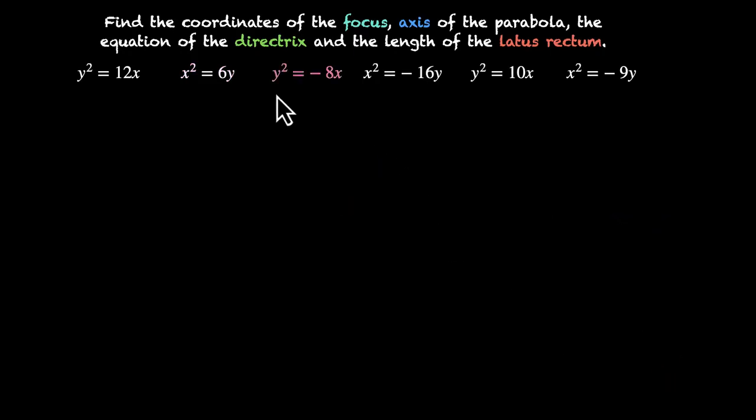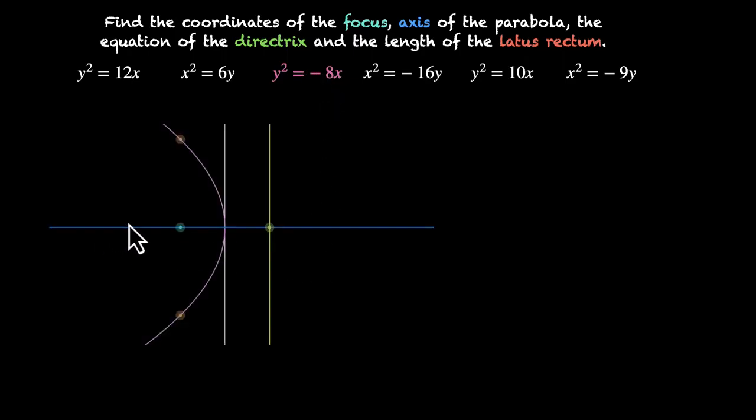Let's move on. y square equals minus 8x. Because we have a negative sign, this parabola opens to the left. If we write this in terms of y square equals 4ax, this is y square equals 4 times minus 2 times x. So we have negative 2 here, which means our focus is going to be (-2, 0), which means our directrix is going to be 2 units to the right of the y-axis.